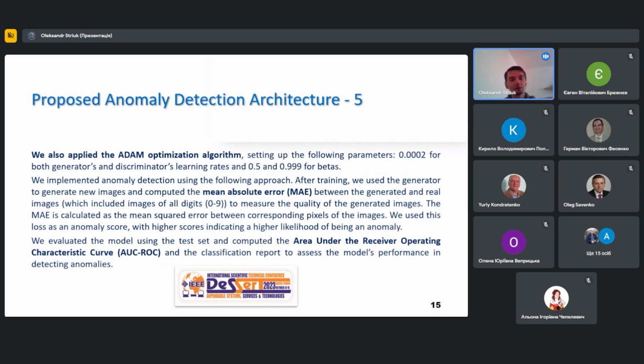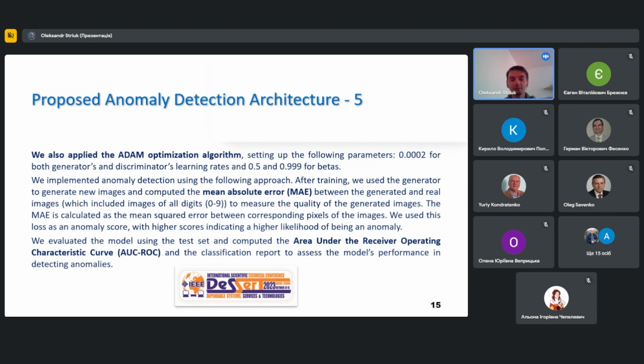We implemented anomaly detection using the following approach. After training, we used the generator to generate new images and computed the mean absolute error between the generated and real images, which included images of all digits from 0 to 9, to measure the quality of the generated images. The MAE is calculated as the mean square error between corresponding pixels of the images. We use this loss as an anomaly score with higher scores indicating a higher likelihood of being an anomaly.